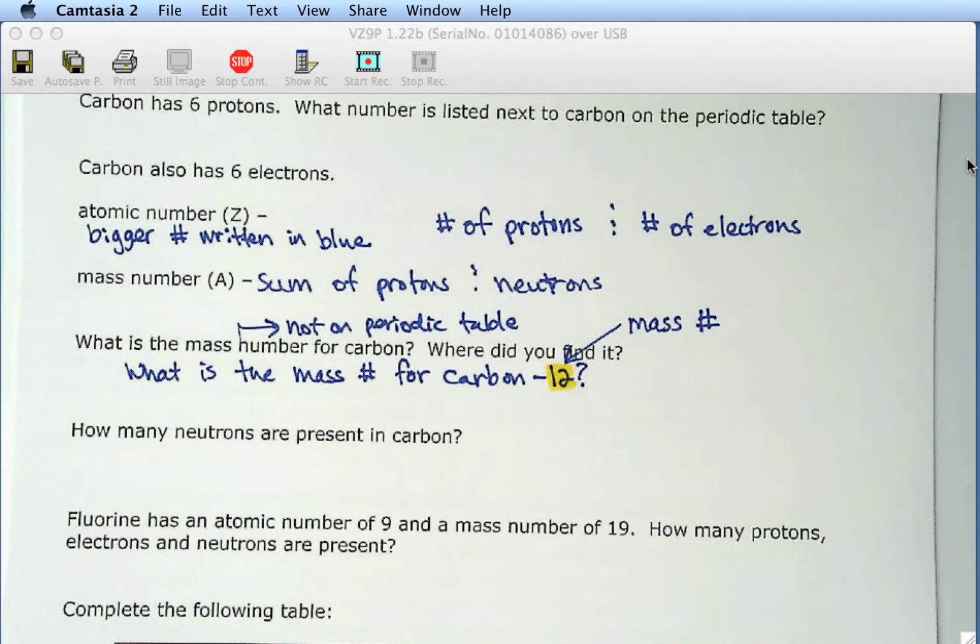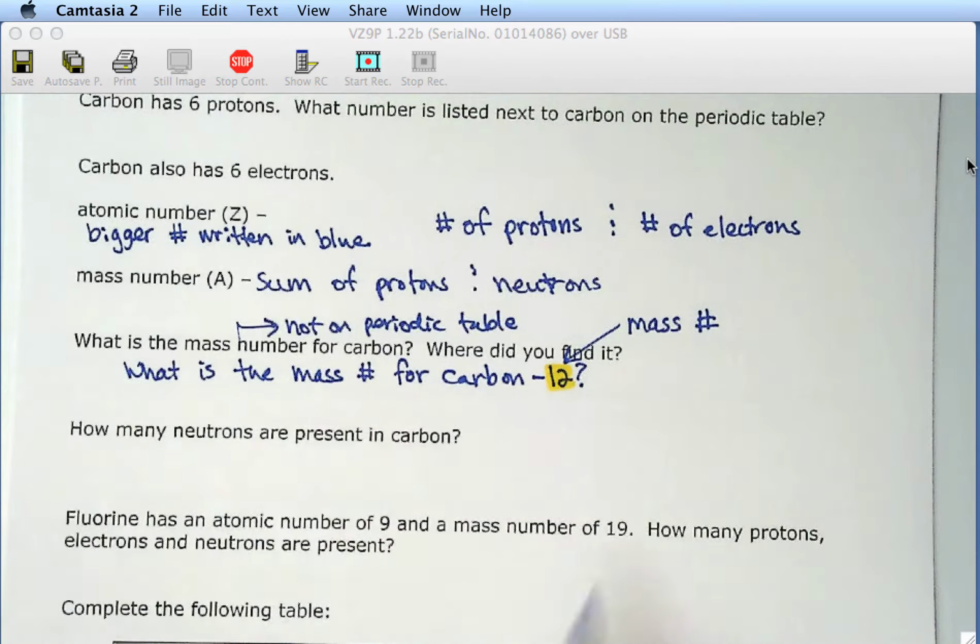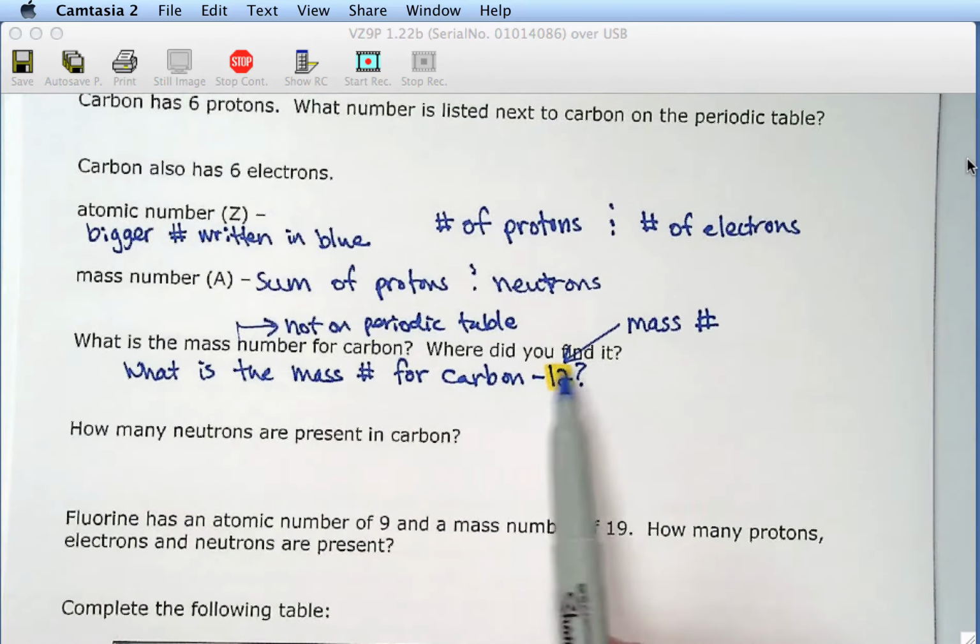Like I said, the periodic table has the atomic weight. And we'll get to isotopes in a second. But a lot of times students want to say, on the periodic table, I'll just take that atomic weight off, and that's the same thing as the mass number, and it's not. So what is the mass number for carbon 12? It's given here.